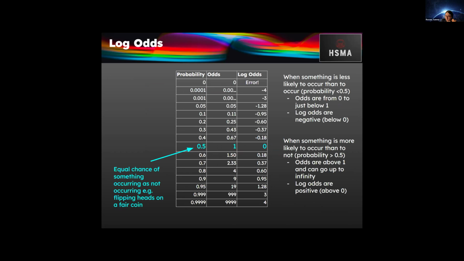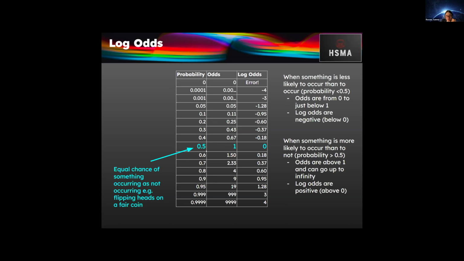So, when something's less likely to occur than to not occur, basically, let's look at our probabilities. So for probabilities of less than 0.5, I'm less likely to fall over than I am to not fall over, for example. Then our odds are between 0 and 1. They will be less than 1. And our log odds will be negative.